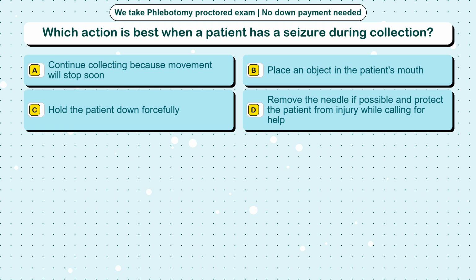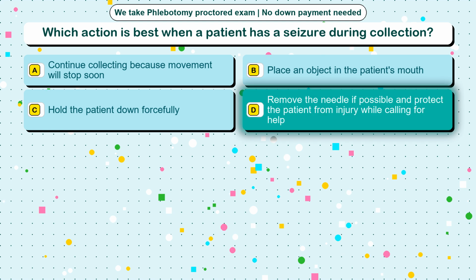Option A. Continue collecting because movement will stop soon. Option B. Place an object in the patient's mouth. Option C. Hold the patient down forcefully. Option D. Remove the needle if possible and protect the patient from injury while calling for help.